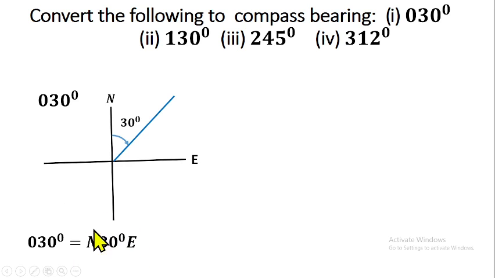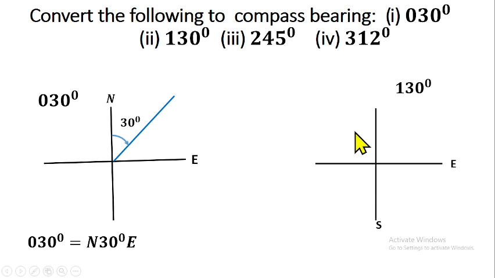That will give us it. That will convert it to compass bearing. Let's see this angle, 130 degrees. Let's convert it to compass bearing. Now draw your coordinate point as well. Then this is 130 degrees in 3-digit bearing.